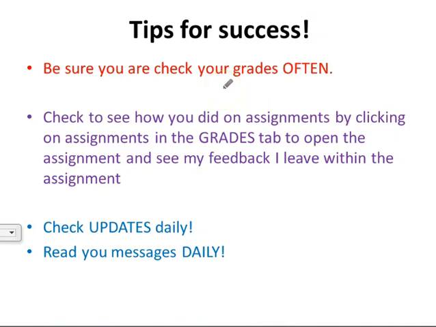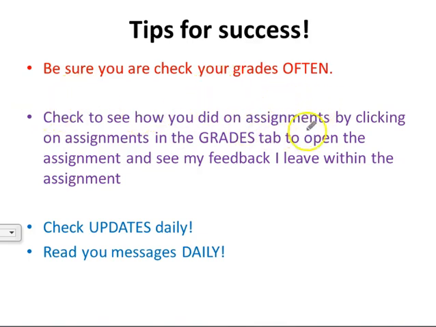Some quick tips before we get into the Unit 5 stuff. Make sure you're checking your grades. So just to go over some tips as we start a new semester, make sure you're checking your grades often. So that grades tab not only can tell you how you're doing overall in the class, but it's a good guide to use to see what you've turned in and if you're missing any assignments. So refer to that grades tab often.